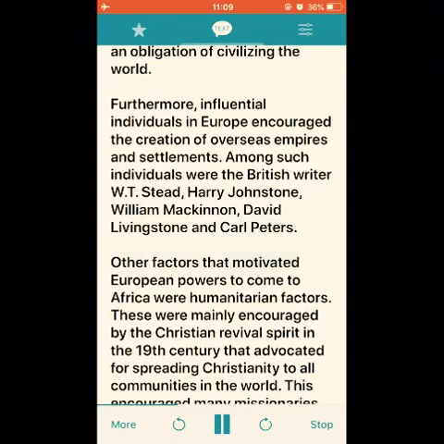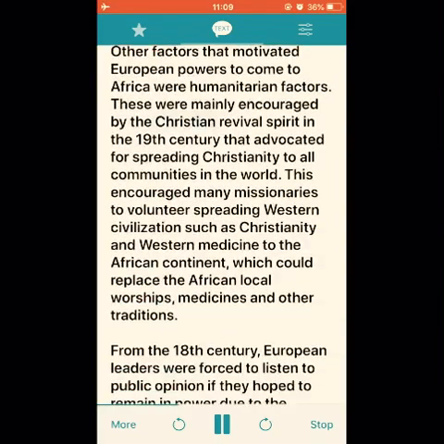Other factors that motivated European powers to come to Africa were humanitarian factors. These were mainly encouraged by the Christian revival spirit in the 19th century that advocated for spreading Christianity to all communities in the world. This encouraged many missionaries to volunteer spreading Western civilization such as Christianity and Western medicine to the African continent, which could replace the African local worships, medicines and other traditions.